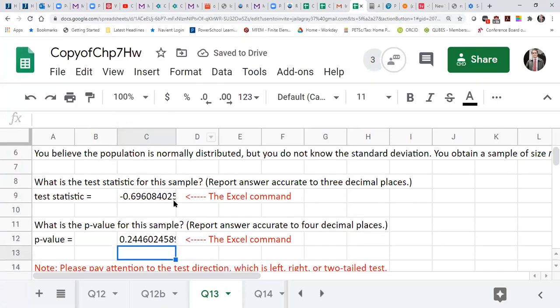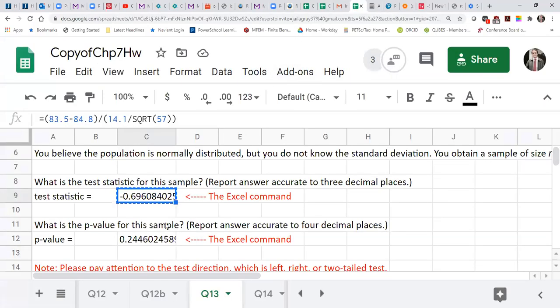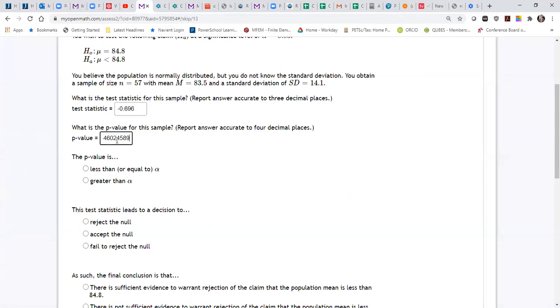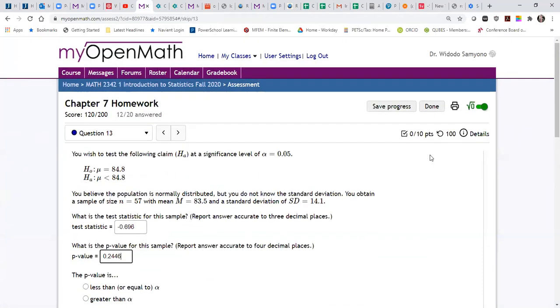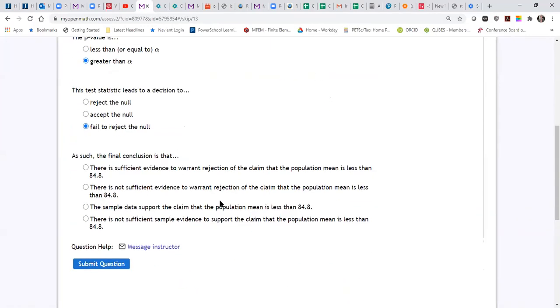Okay. So first you need to copy this one first. Paste it here, and round up to 3 decimal places. And then you need to copy the p-value. Paste it here. Round up to 4 decimal places. Okay. So you can see again the p-value is greater than alpha, right? Okay. And because it's greater than alpha, so fail to reject. And the answer will be the last one: there is not sufficient sample evidence to support the claim.